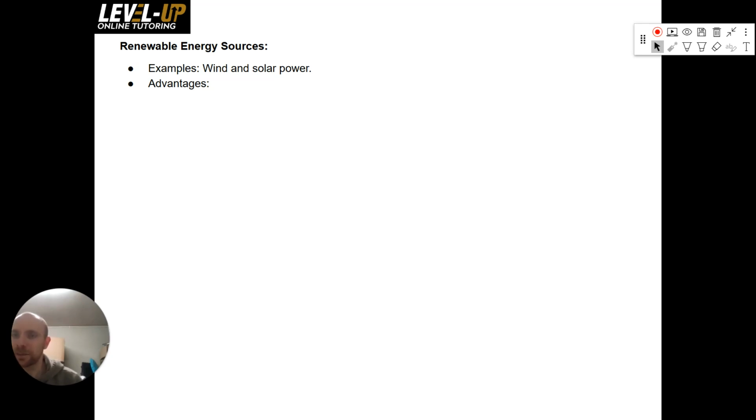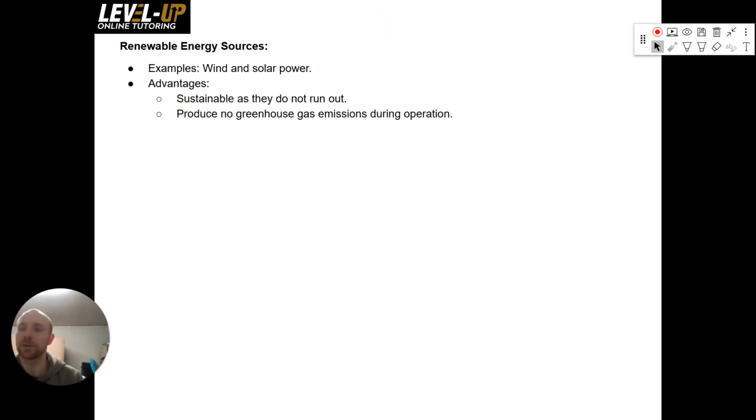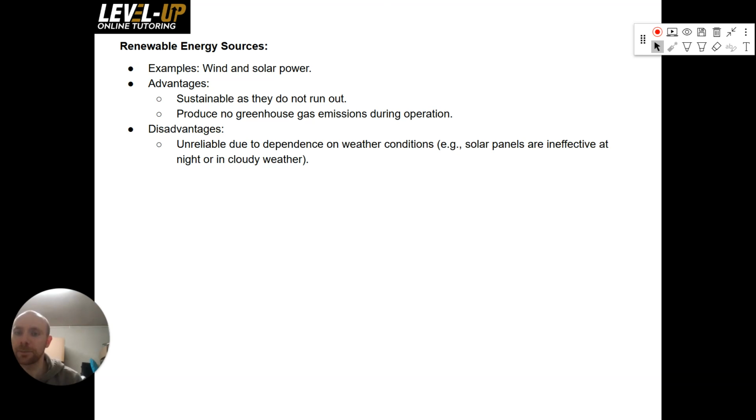Energy resources, we've already mentioned the wind and the solar power. The advantages here, they are sustainable, they do not run out, they will not produce greenhouse gases during operation. The disadvantages, however, they are unreliable due to dependence on the weather, e.g. cloudy for solar, or if it's not windy enough for the wind power.